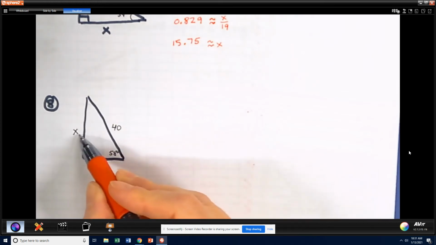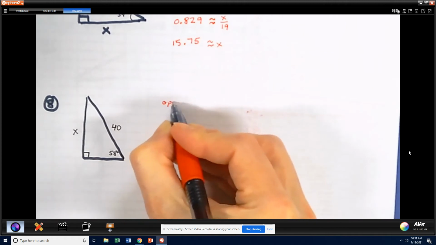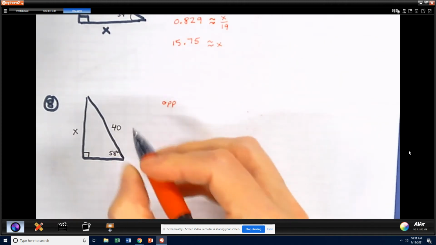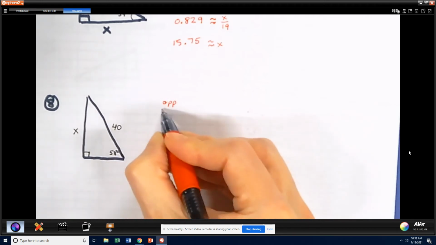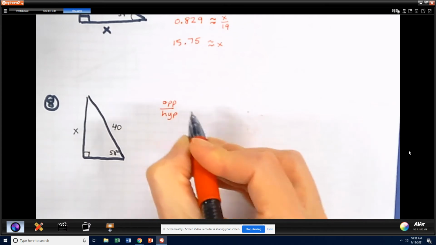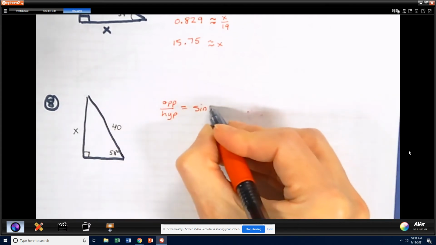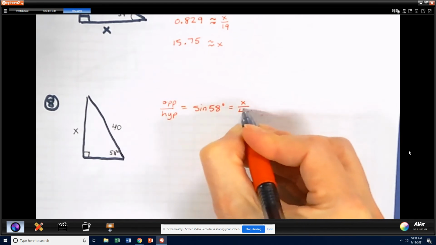This angle is opposite that side and adjacent to that side. It's adjacent to that side, but it's the hypotenuse. Silly me. There's the opposite side and the hypotenuse. So I'm going to be using the opposite over the hypotenuse in this case, and that's sine. So sine of 58 degrees is going to equal x over 40.